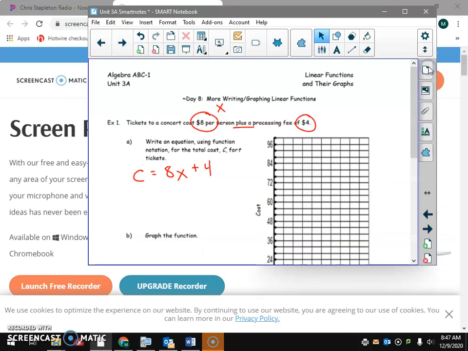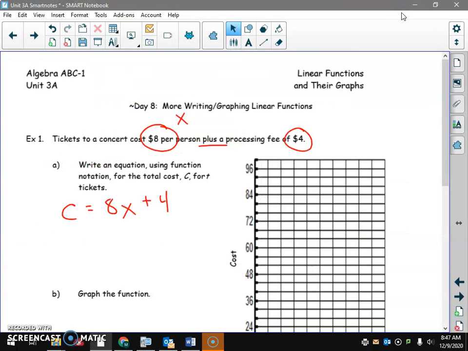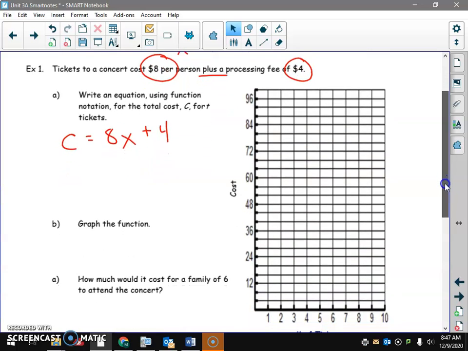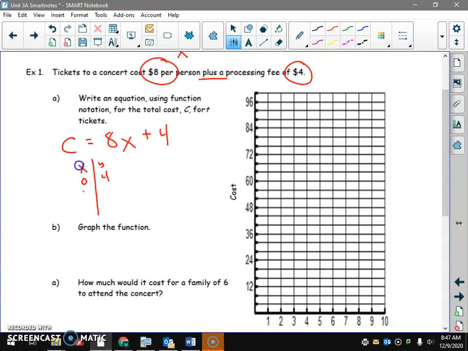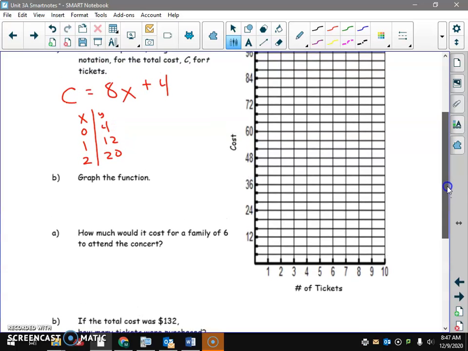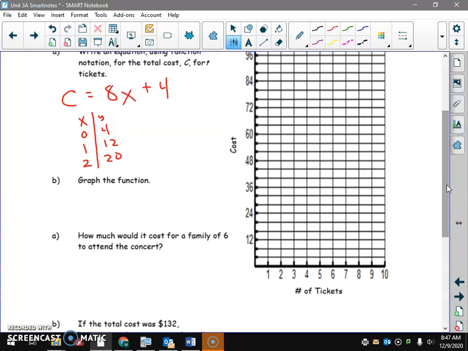Sorry about that. Let me pull that back up again. That's better. We got our three values off of our table. Specifically, 0, 4, 1, 12, 2, 20. So let's go 0, 4. If 12 is our first number and that's 3, each tick mark is 12 divided by 3, which would be 4. That's exactly where I want to start.